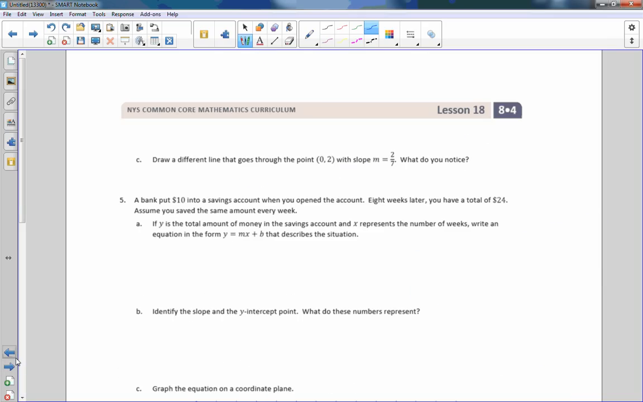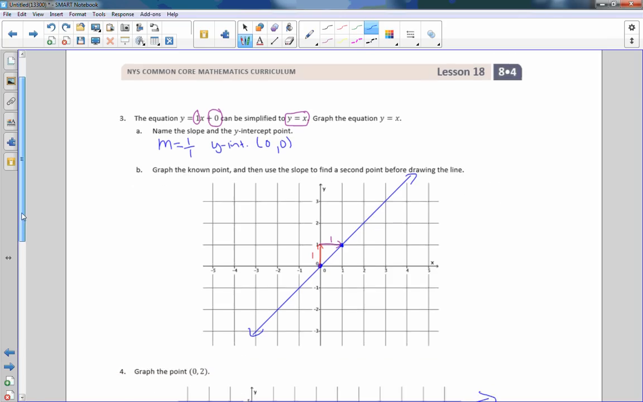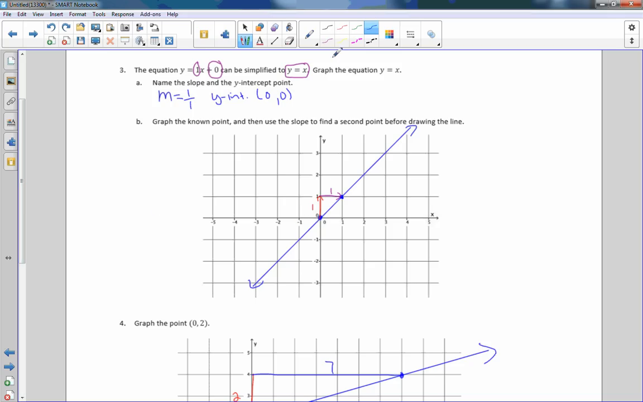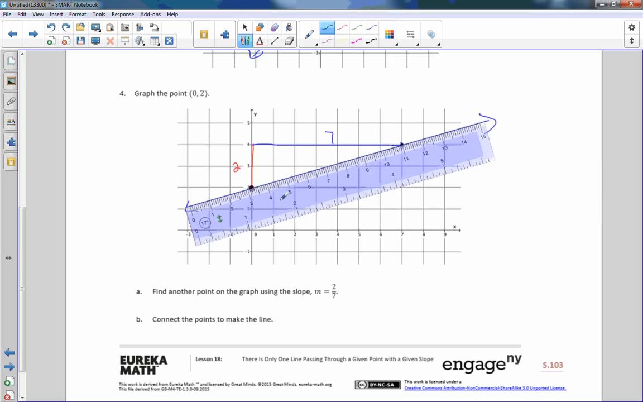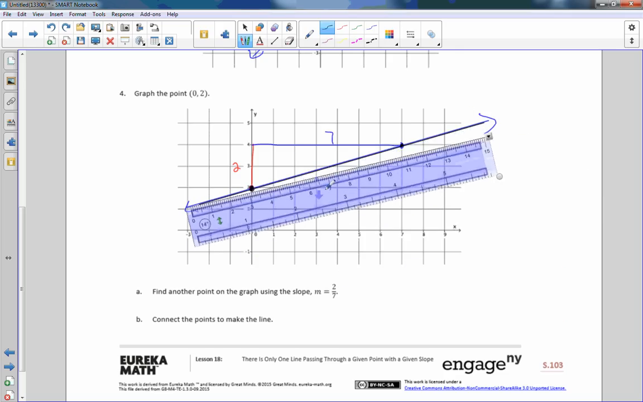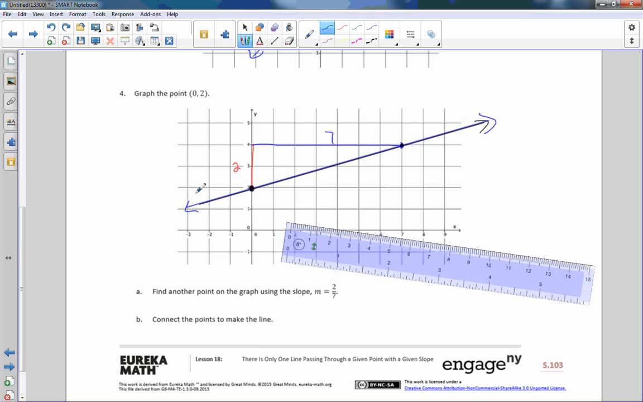Okay, C asks us to draw a different line that goes through the point 0, 2 with a slope of 2/7. So that's right here again, the point 0, 2. And it says draw a line that goes through this point that also has a slope of 2/7. Well, if I go up 2 over 7, that's right here again. And so obviously if I do that and draw a line, you all should be able to see that it is the same line. They coincide.